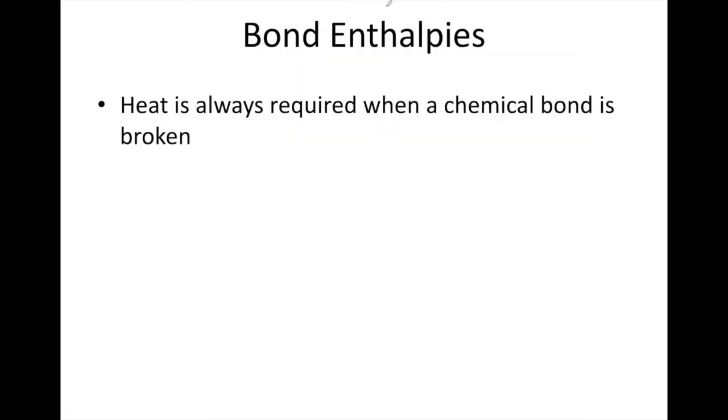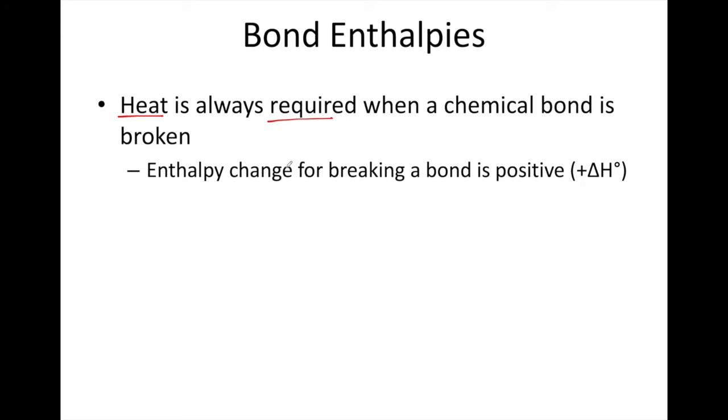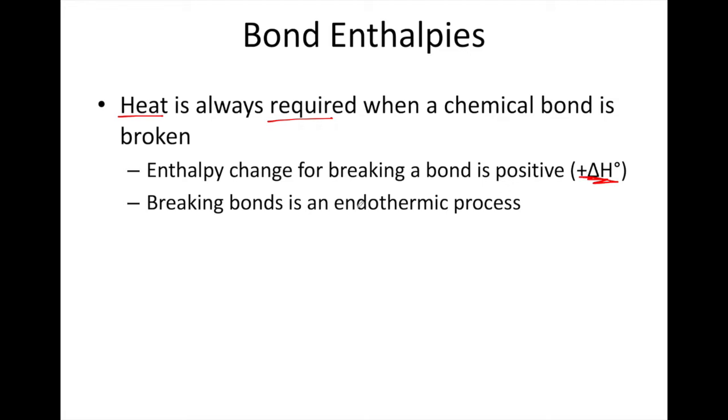So a little bit more about enthalpy. First of all, when we're talking about breaking and forming chemical bonds, there are a few very important rules that we must never forget. First of all, heat is always required when a chemical bond is broken. So in order to break a chemical bond, we have to put energy in, or put heat into it in order to break it. So the enthalpy change for breaking a bond is always going to be positive. A positive delta H means that we are absorbing heat in that process. So breaking bonds is what's called an endothermic process because it requires heat.